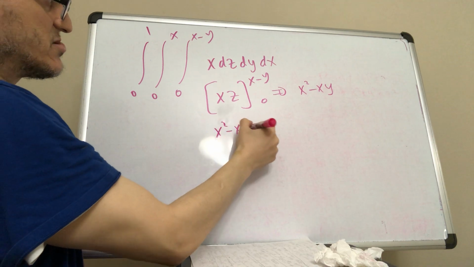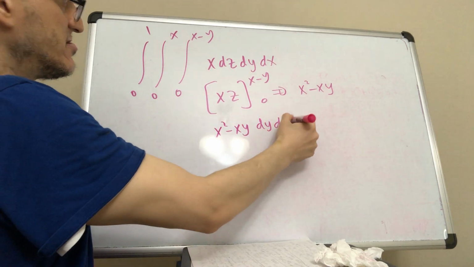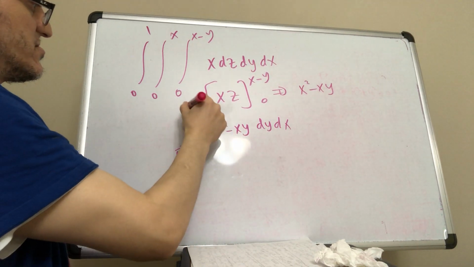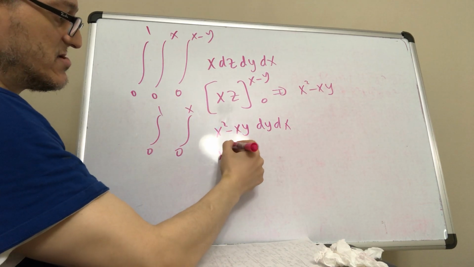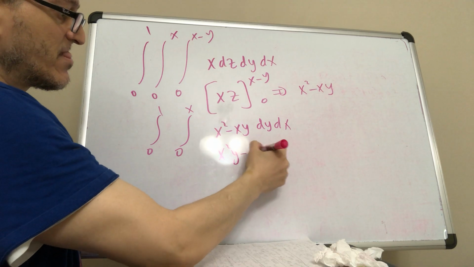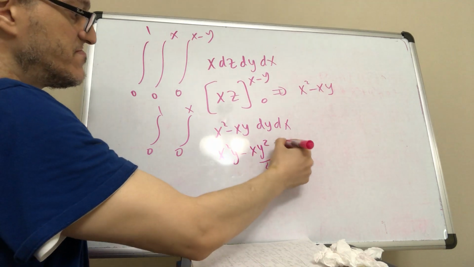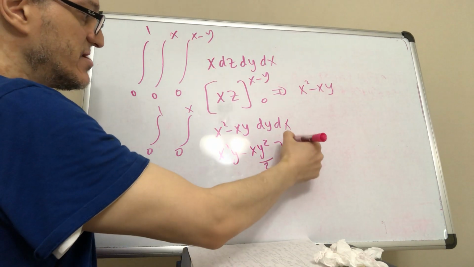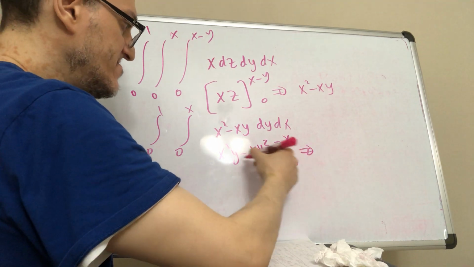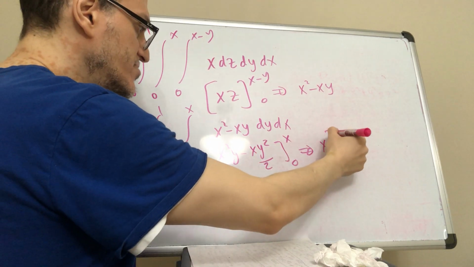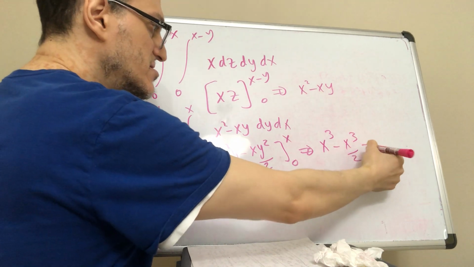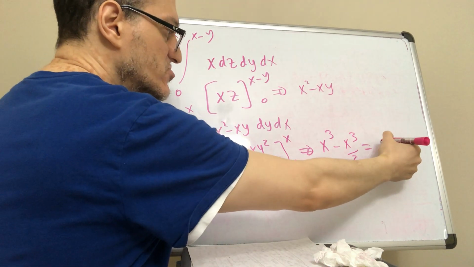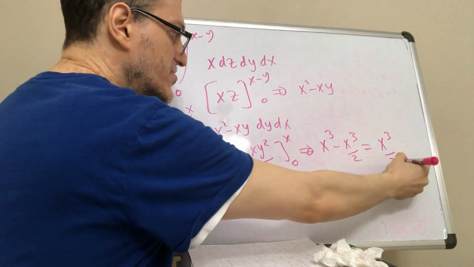x squared minus xy. Now I need to integrate this from 0 to x, with respect to y. This is x squared y minus xy squared over 2. We plug in 0 and x. x gives you x cubed, and the second term gives you x cubed over 2, and 0. This minus this will be x cubed over 2.